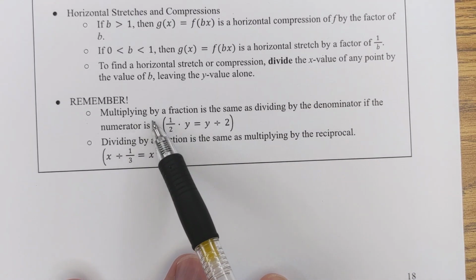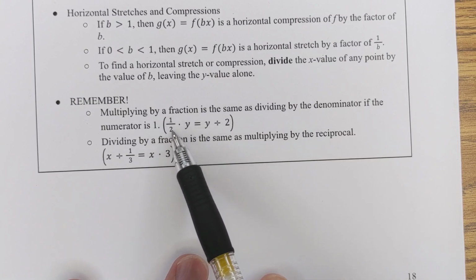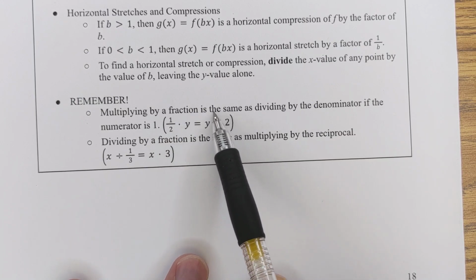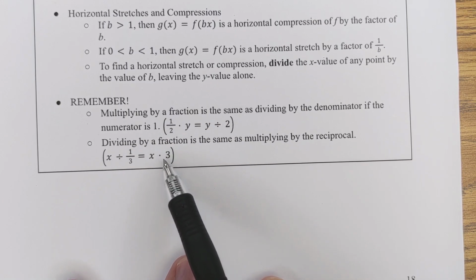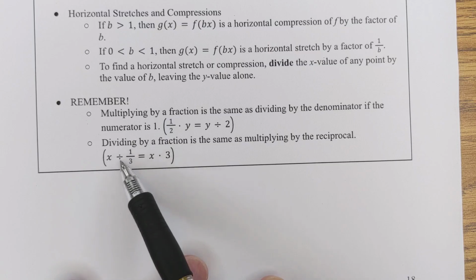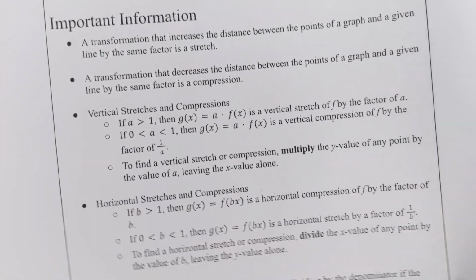Just as a reminder, multiplying by a fraction is the same as dividing by the denominator. So if we take 1/2 times some value of y, that's the same thing as y divided by 2. Dividing by a fraction is the same as multiplying by the reciprocal. So dividing by 1/3 is the same as multiplying by 3. Just some helpful stuff for when we get to the examples.